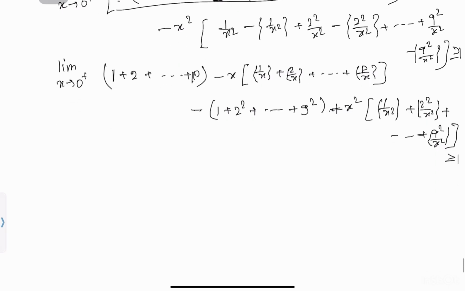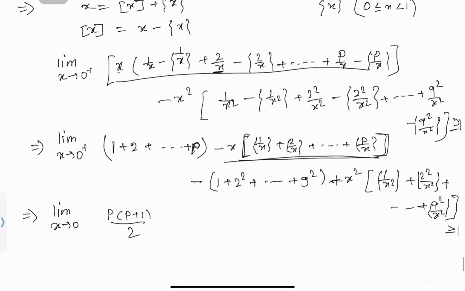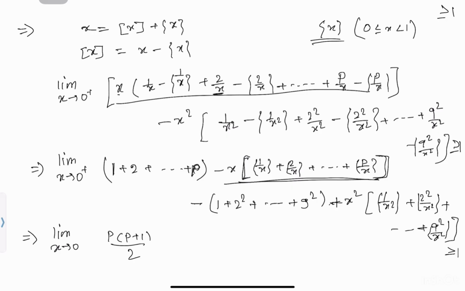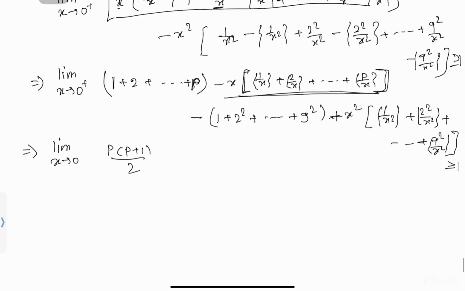Now this is up to p. So what is the natural number sum formula? The sum formula gives p into p plus 1 by 2. Clear? And this term gives you 0 because x is going to 0, and this bracket part is a finite number, because the range of the curly bracket, meaning the fractional part, is between 0 and 1. That means the sum of this should be a finite number. Clear? So x into some finite number, and x also going to 0, that means this total term becomes 0. So minus 0 if I apply the limit.